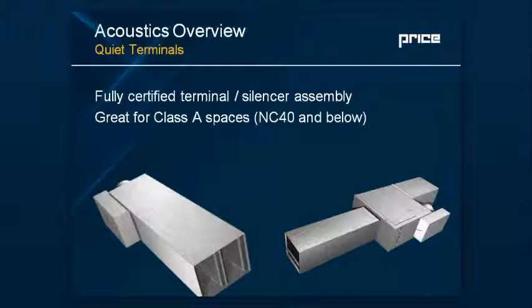These are options where you have a VAV system and you want to locate terminals above an occupied space. The quick and dirty on these is you're combining a terminal unit with a silencer, so you're addressing your discharge, your radiated, and your inlet noise. These are especially useful, for example, if you have a Class A space and you need to achieve NC40 and below directly below these, you're able to do so.